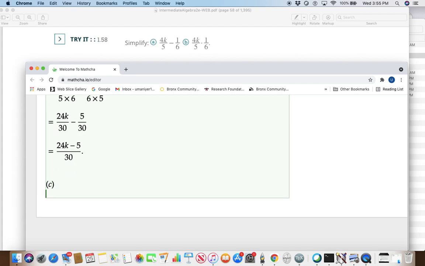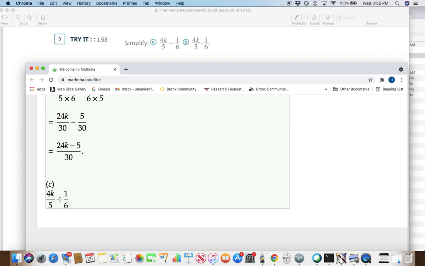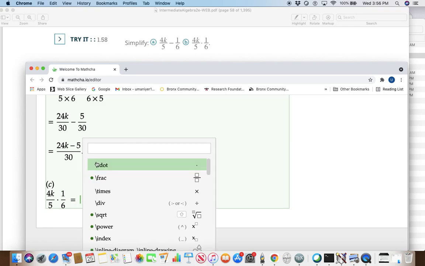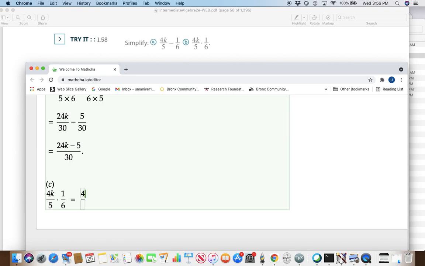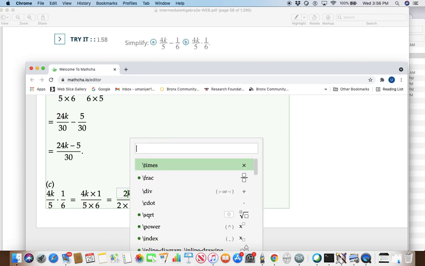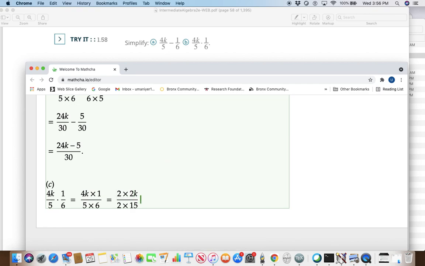Now the last part is how about multiplying instead of subtracting, right? So when you have to multiply, multiplication is easy. You multiply the numerators and multiply the denominators. So that gives you the fraction 4k over 30. But 30, I can rewrite it. You see 4 is there, so 2 times 15. 4 itself is 2 times 2. So 2 reduces and nothing else. 2k over 15. That completes this problem.